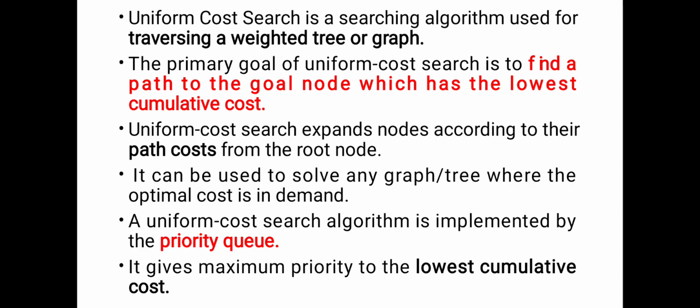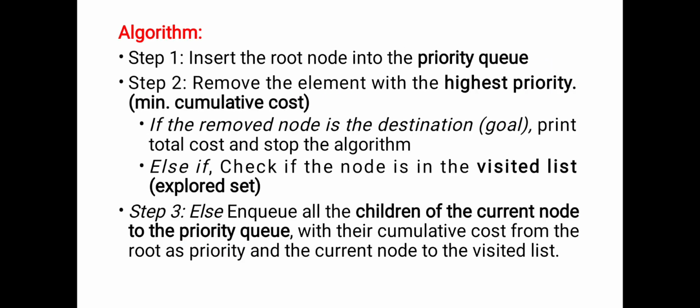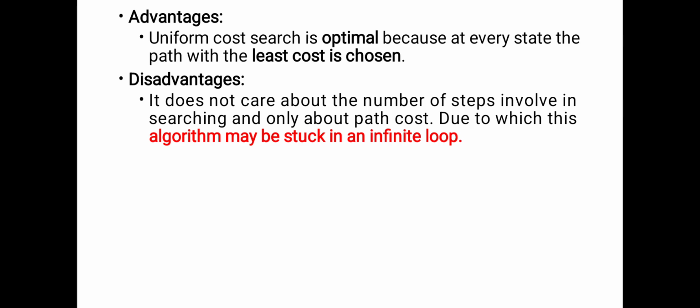The uniform cost search expands nodes according to their path cost from the root node. It can be used to solve any graph or tree where the optimal cost is in demand. It can be implemented using the priority queue, which gives the lowest cumulative cost. This is the algorithm and pseudocode for that. The advantage is it is optimal, and the disadvantage is it may get stuck in an infinite loop.